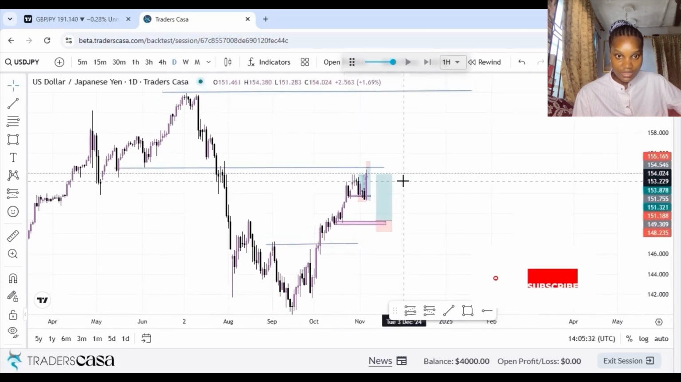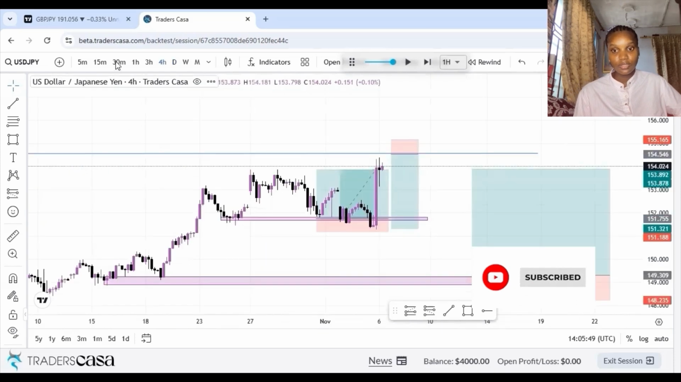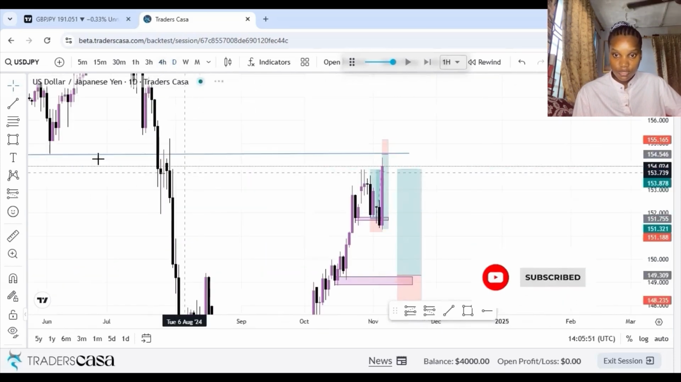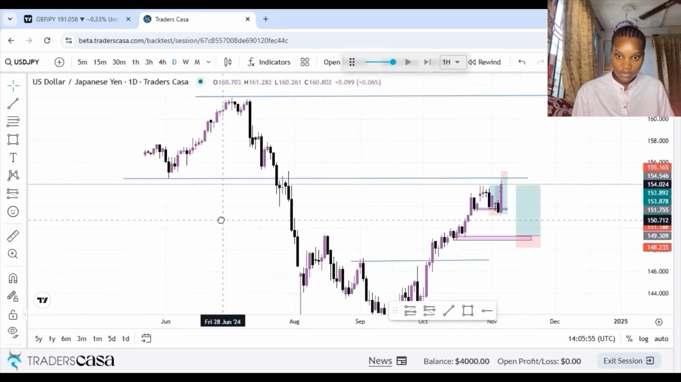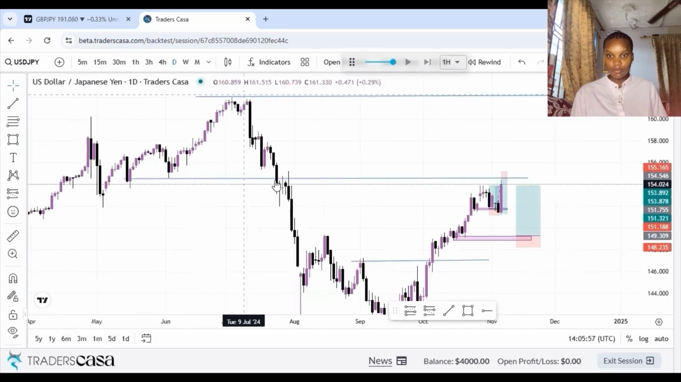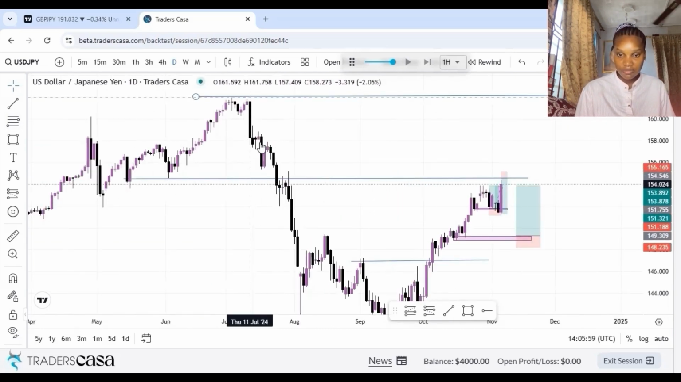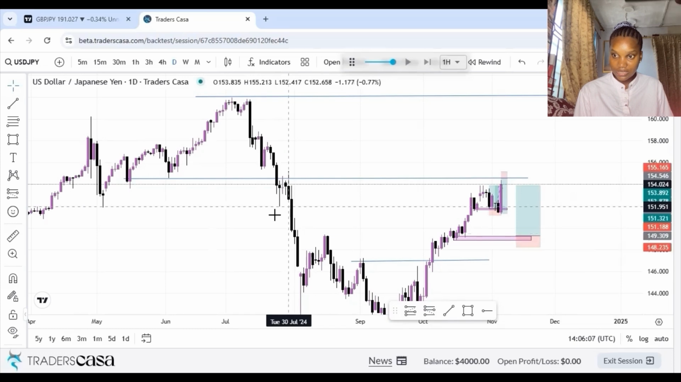Market is still bullish. You check my 4 hours time frame, you see why I'm selling. Price came from here, broke this point. A candle broke out from this point. Price came from here, broke this point.